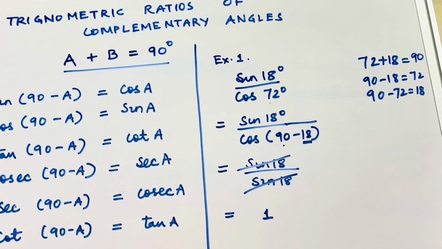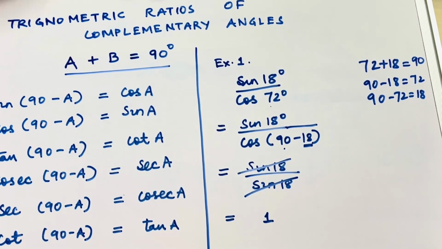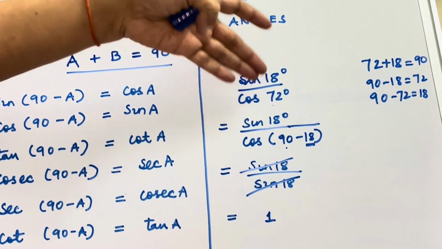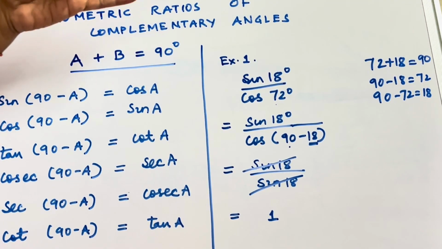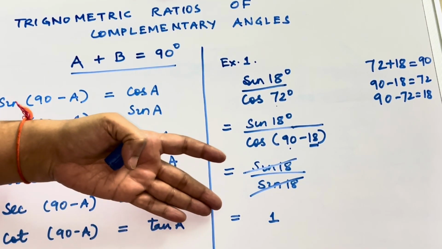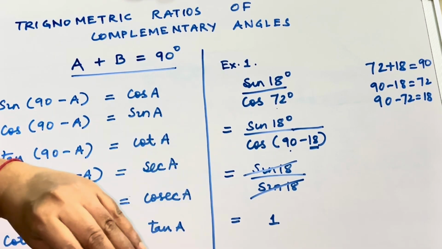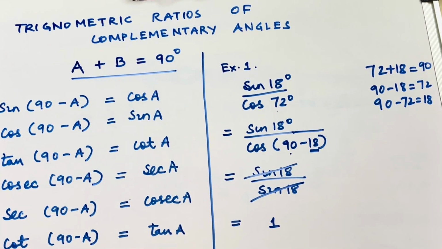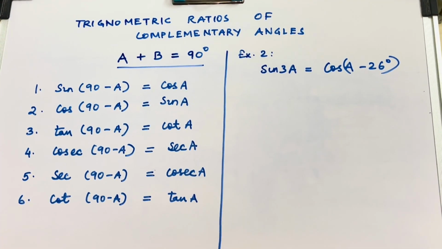So there is no need to panic that the angles given to us are other than 0, 30, 45, 60 and 90. No matter whatever the angles are, you can apply the concept of complementary angles and solve it the way I have solved it on the screen. Now, I will give you another example.